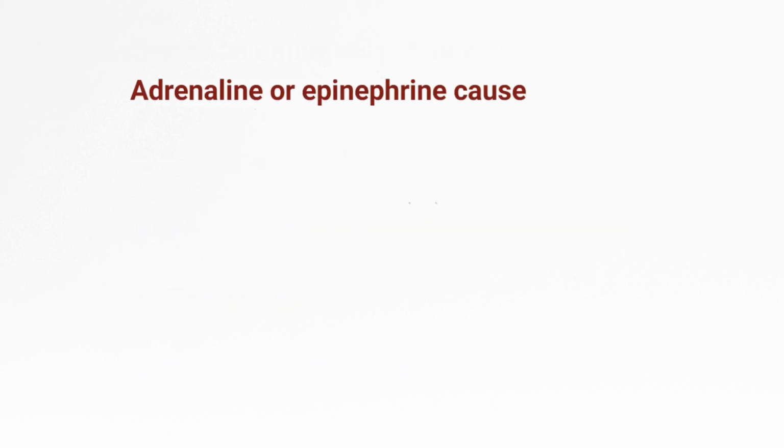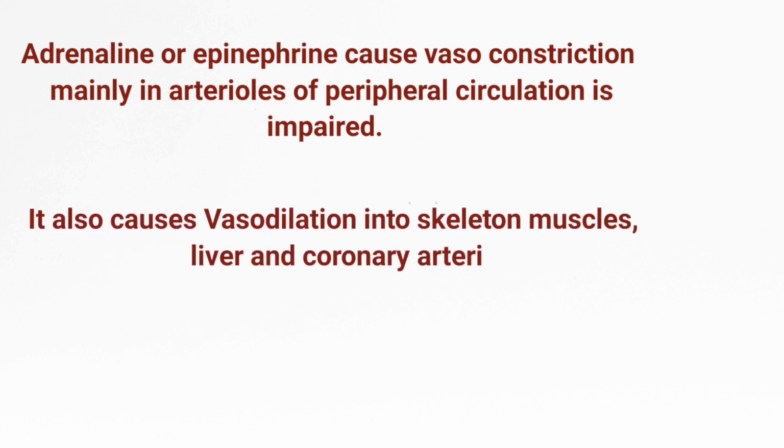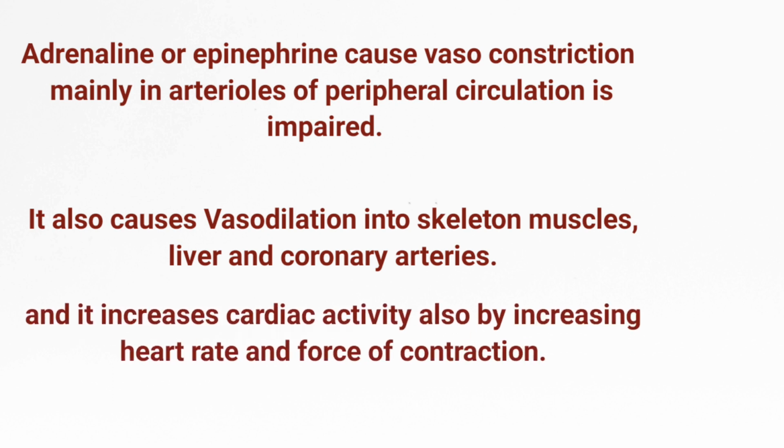Adrenaline or epinephrine causes vasoconstriction mainly in arterioles of peripheral circulation. It also causes vasodilation in skeletal muscles, liver, and coronary arteries. And it increases cardiac activity also by increasing heart rate and force of contraction.